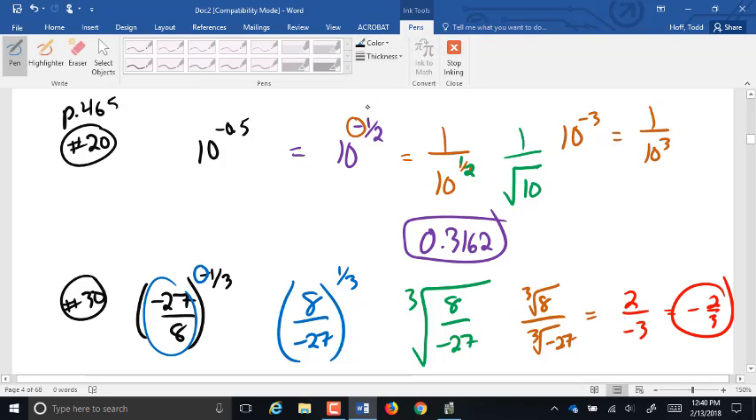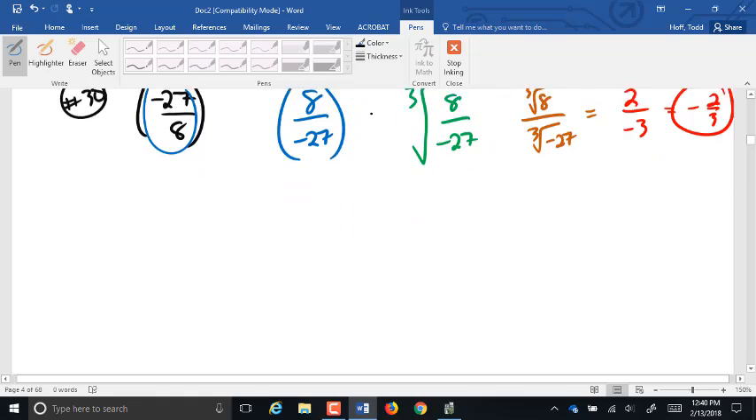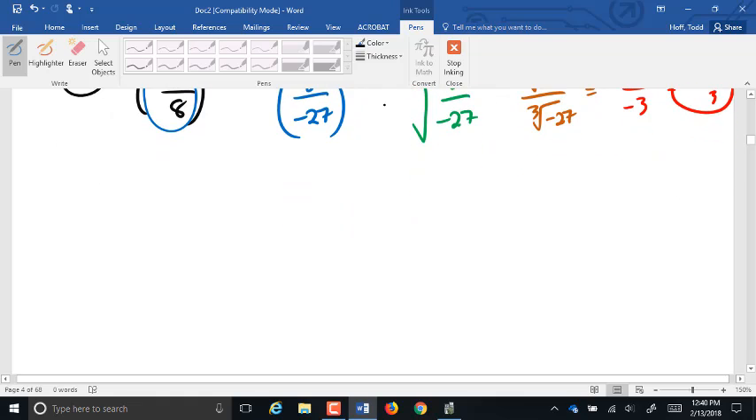Any others? None of them like number 40 with the flux density or anything like that?